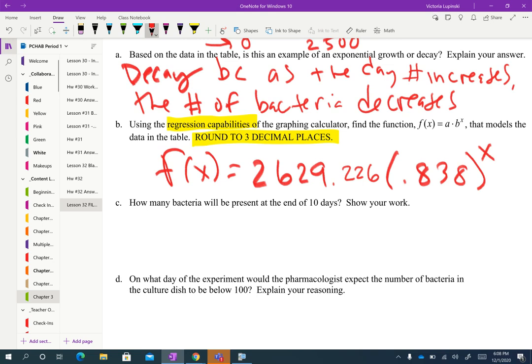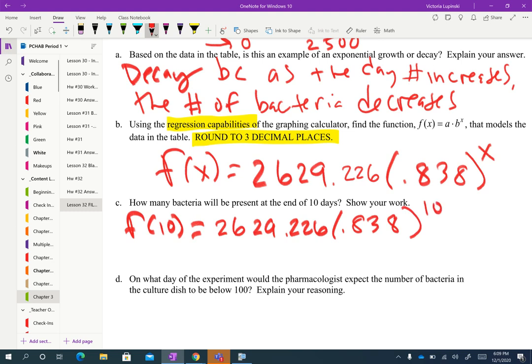How many bacteria will there be after 10 days? So after 10 days, that means you're finding f of 10. So that would be 2629.226 times 0.838, all raised to the 10th. If you go ahead and calculate that, you're going to get 449.023. So that, of course, is the number of bacteria present at the end of 10 days.